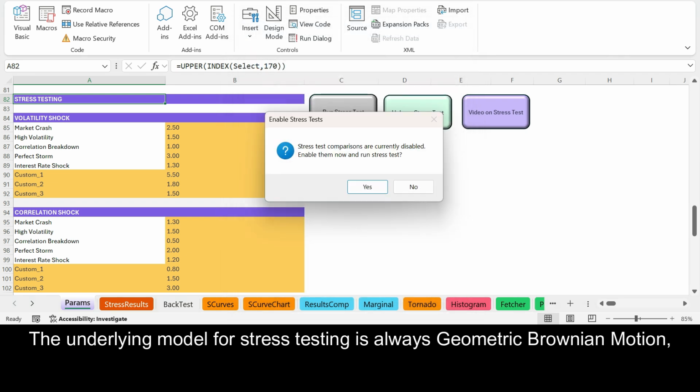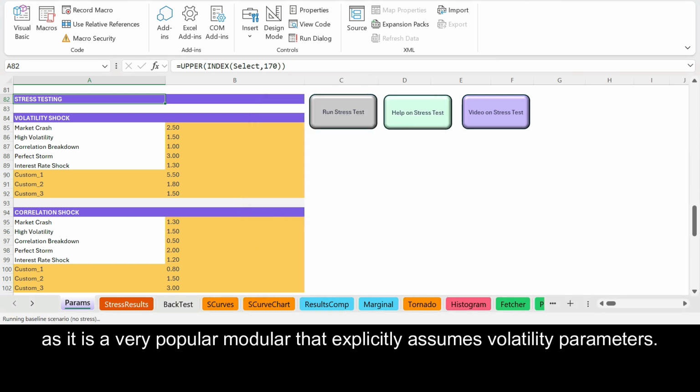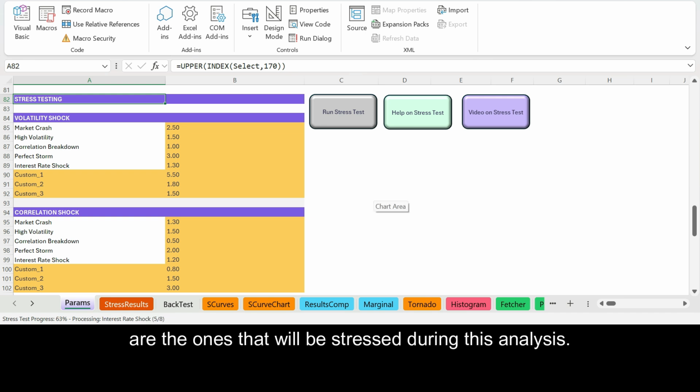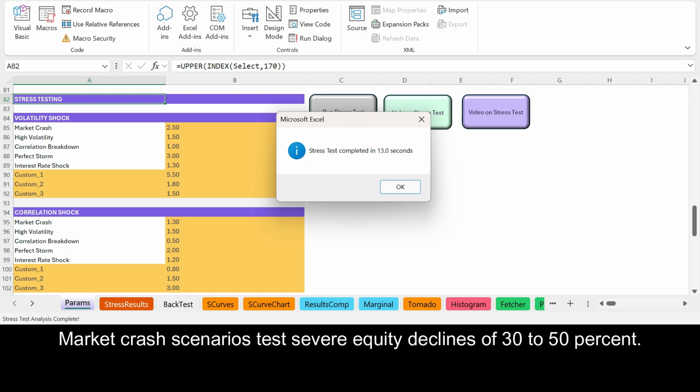The underlying model for stress testing is always geometric Brownian motion, as it is a very popular model that explicitly assumes volatility parameters. These, with the addition of increased correlation coefficients, are the ones that will be stressed during this analysis. Market crash scenarios test severe equity declines of 30 to 50%.